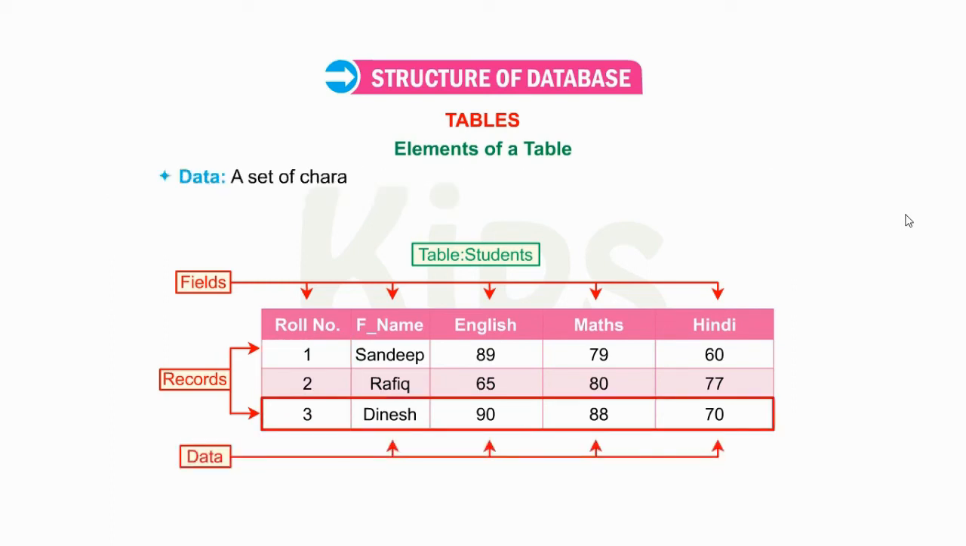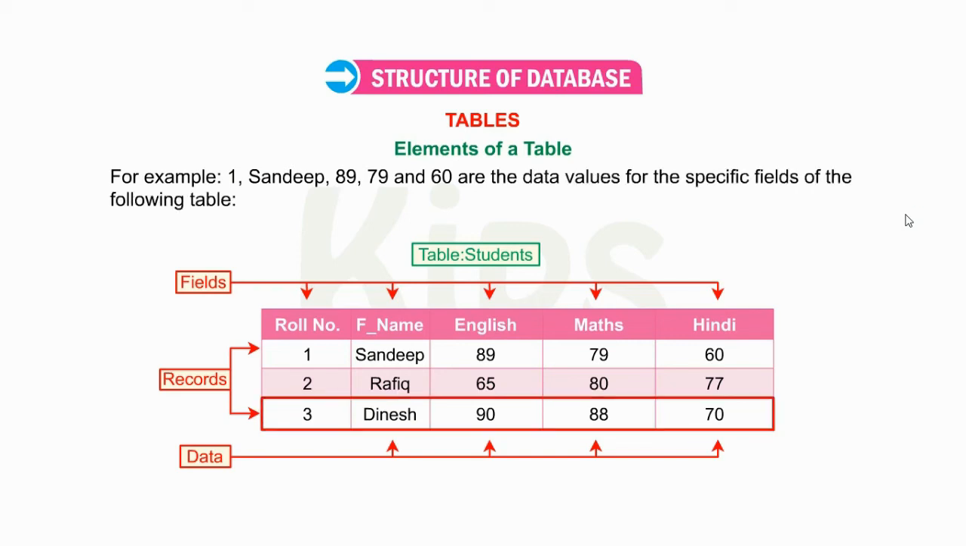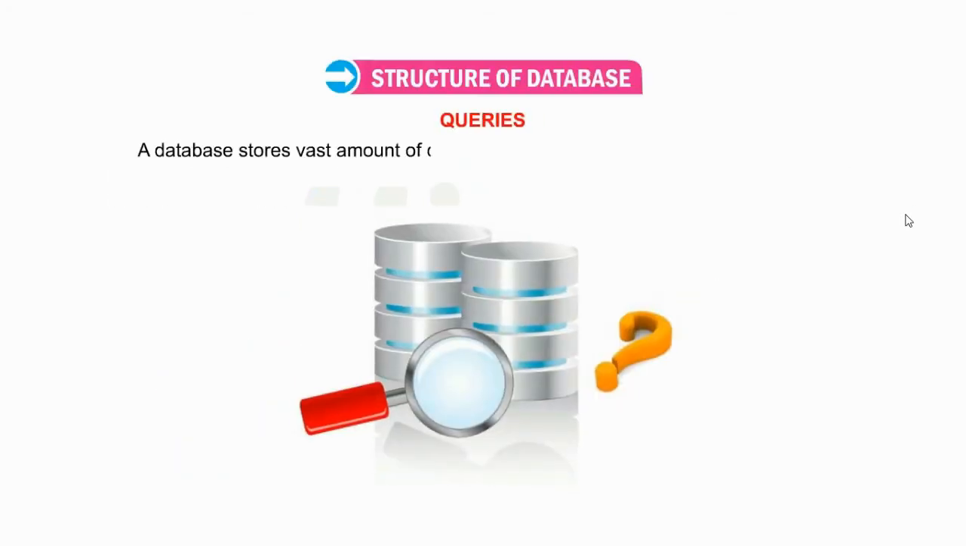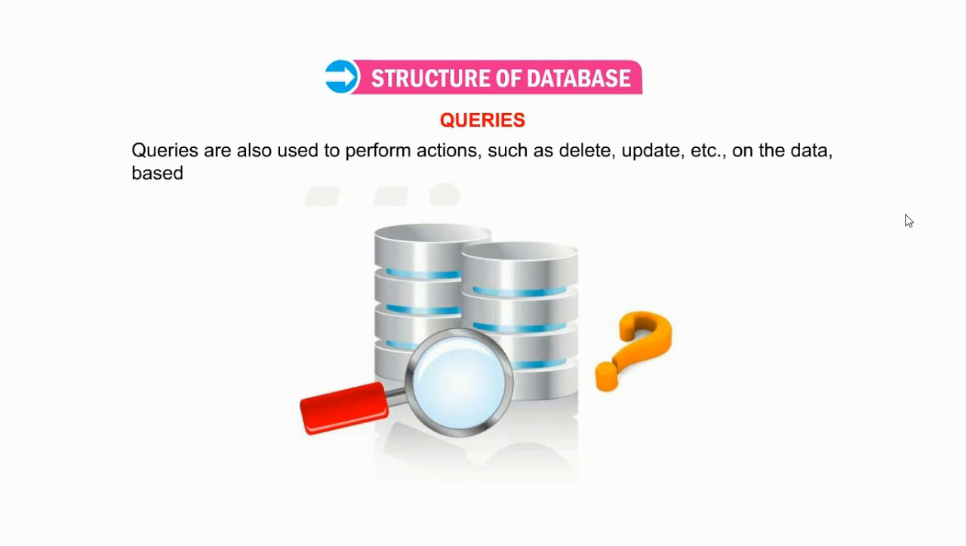Data. A set of characters that represent a valid value is known as data. Queries. A database stores vast amount of data, but queries help us to retrieve and filter data based upon some conditions. Queries are also used to perform actions such as deleting, updating, etc. on the data based upon some criteria.